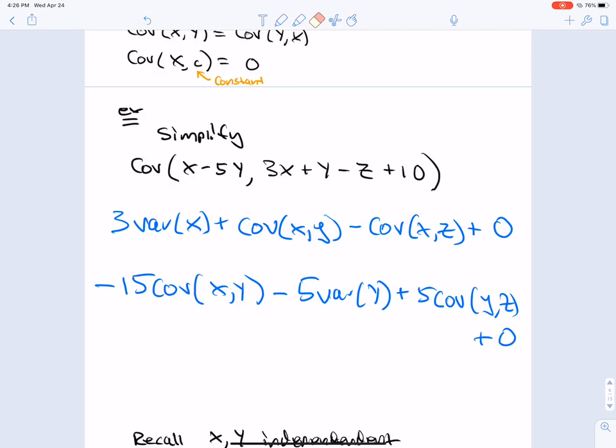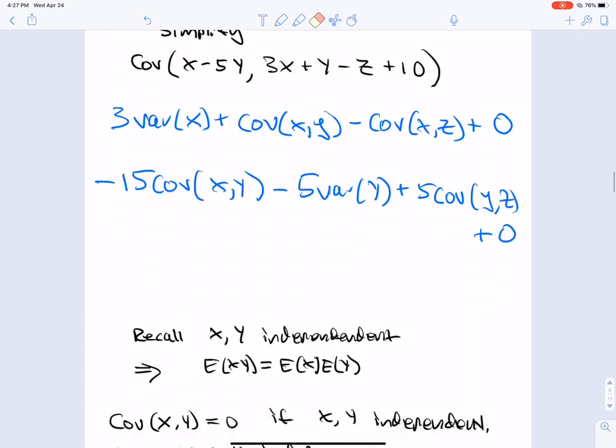And then we have minus 5y, y, so that's minus 5 variance of y. Then you have minus 5y, minus z, so minus is plus 5 covariance y, z. And then finally covariance minus 5y, 10 is 0.